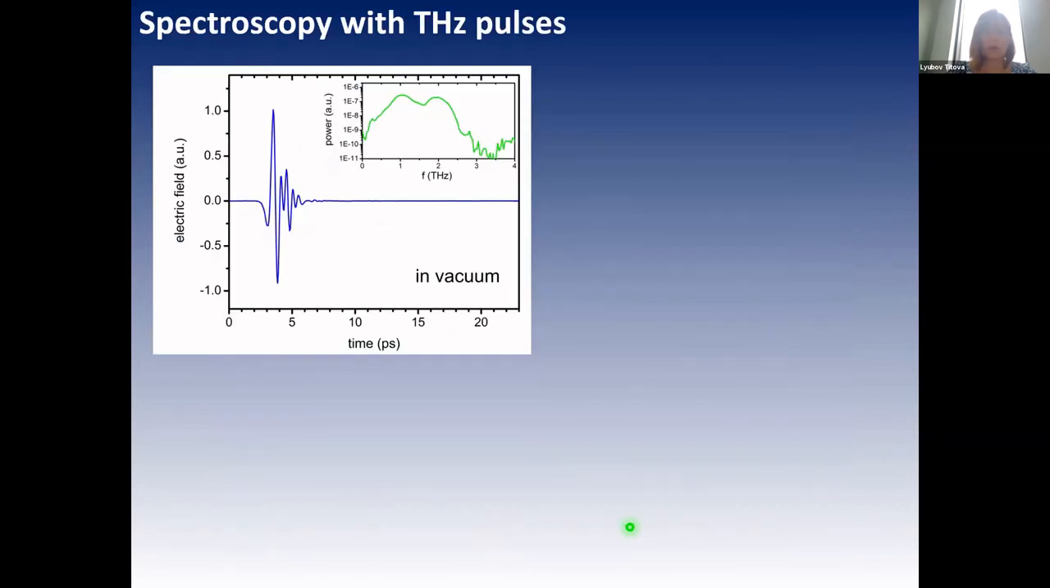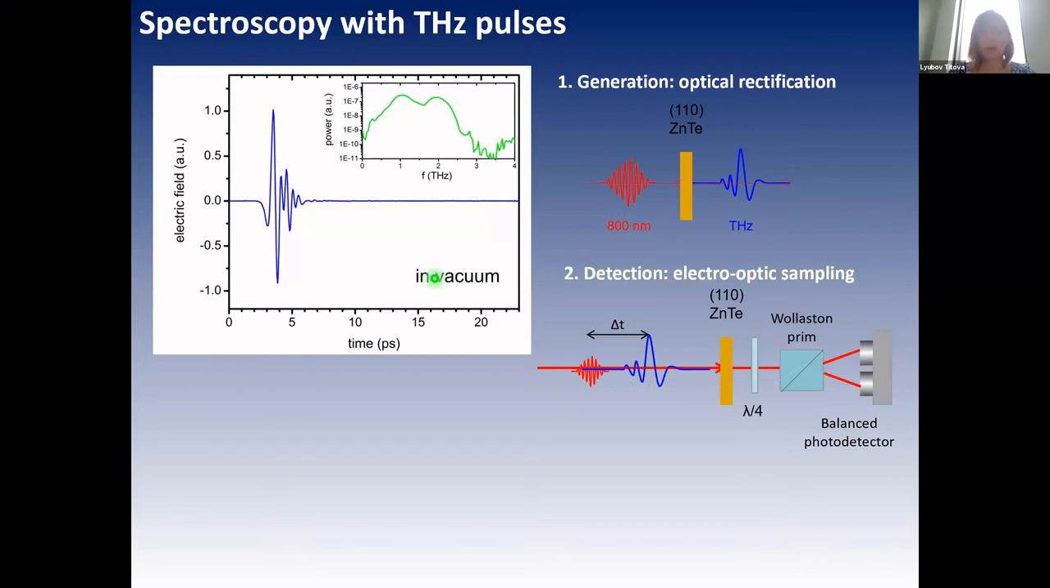In my lab, we use terahertz pulses to do spectroscopy. What you see here is an example of a terahertz pulse. It's pretty much just a nearly single cycle electromagnetic transient. We can generate it using optical rectification in a zinc telluride nonlinear crystal. We can detect it also using an optically gated technique of electro-optic sampling in a second zinc telluride crystal.